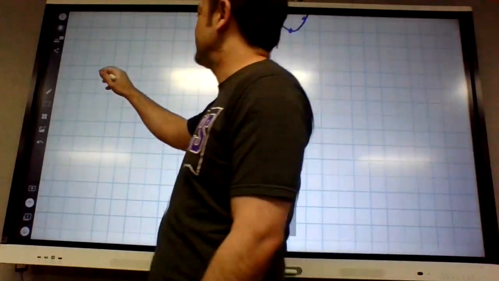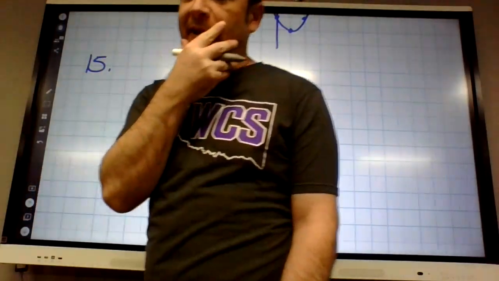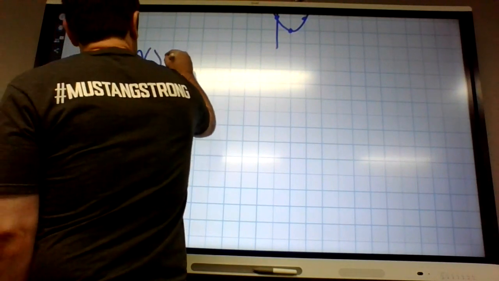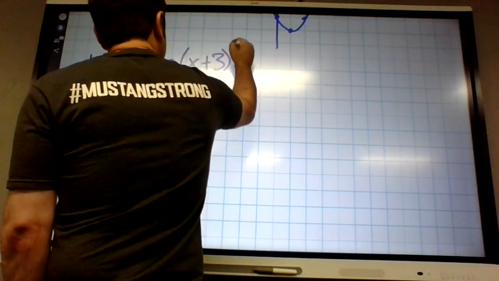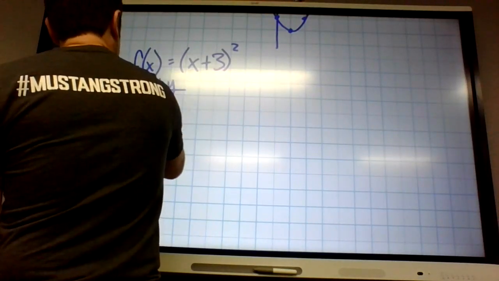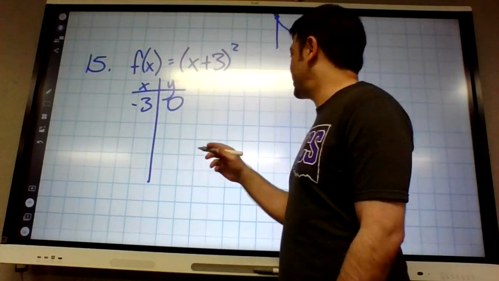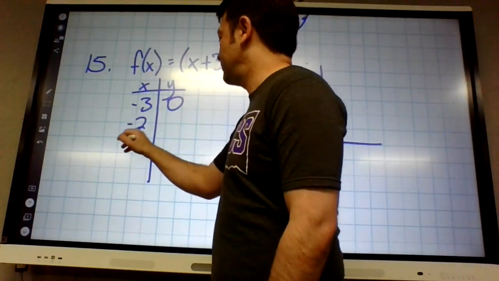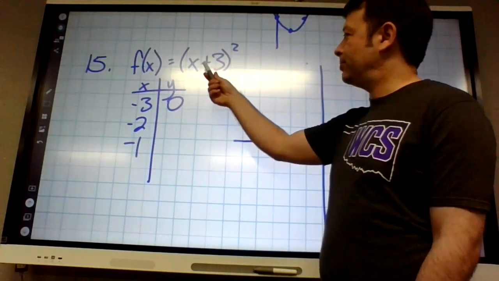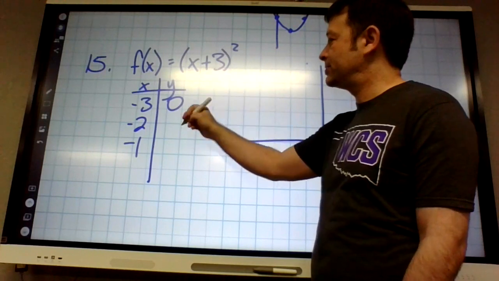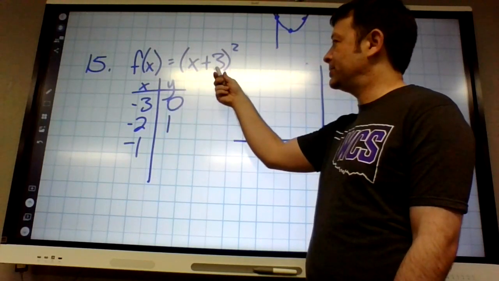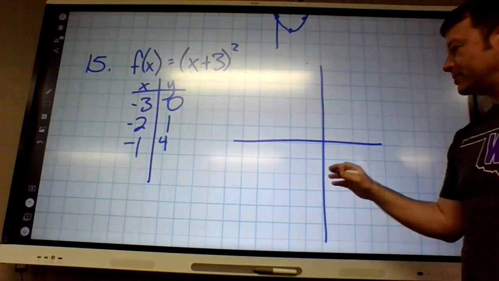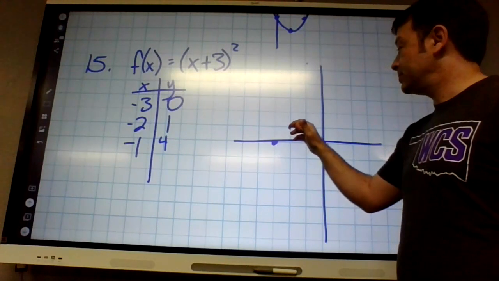Number 15. Okay, where's the vertex going to be on number 15? Negative 3, 0. So what would be some good x values to plug in? Negative 2, negative 1. If I plug in negative 2, I get plus 3 is 1, squared is 1. Negative 1 plus 3 is 2, squared is 4. So everything's over here on the left on this one: negative 3, 0; negative 2, 1; negative 1, 4.